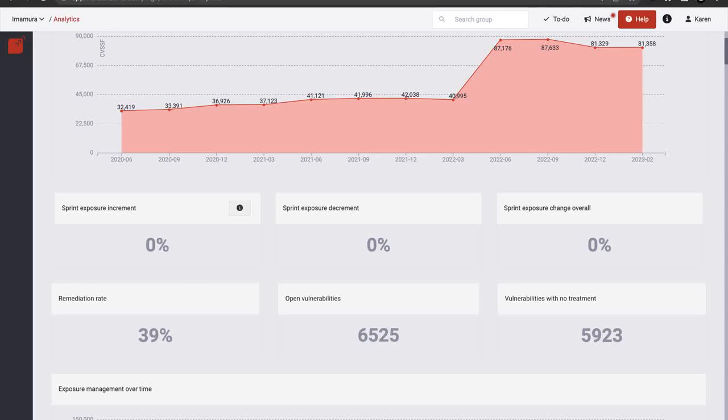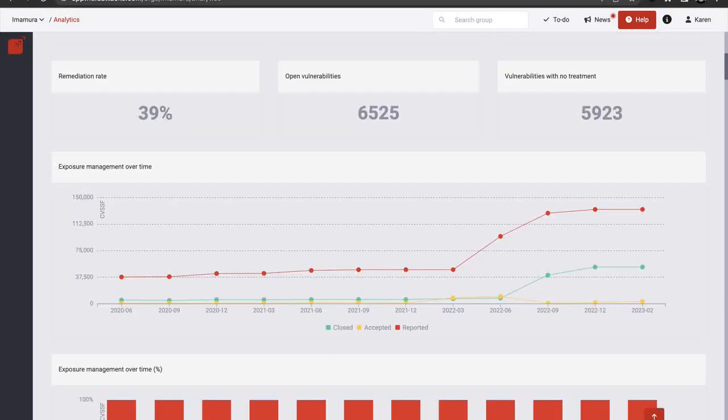There is also the current percentage of risk exposure you have remediated, the number of particular cases of vulnerabilities that are still open, and for how many of them a treatment has not been defined. In the next chart, you can find out the total units of closed, accepted, and reported risk exposure over time.